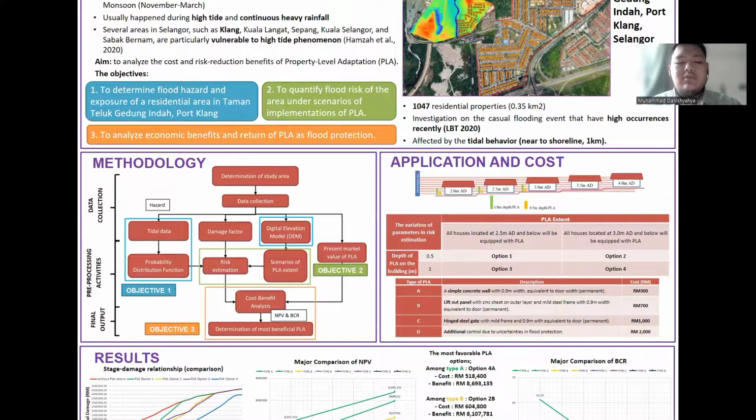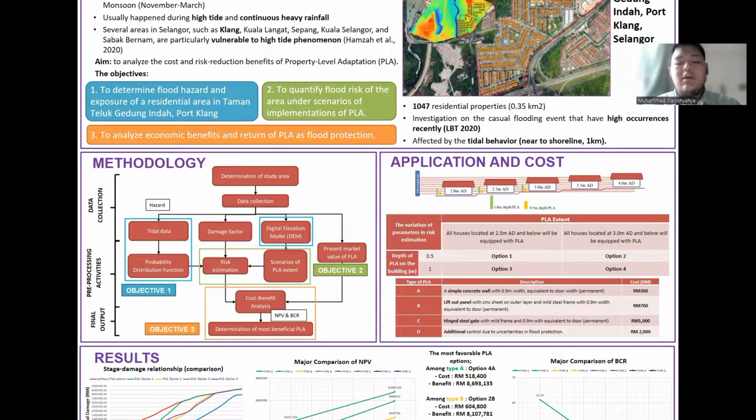The tidal data that has been used is from the tide table provided by the National Hydrographic Centre, specifically at Port Klang Station. The damage factor is extracted from the flood damage assessment report by the Department of Irrigation and Drainage. Meanwhile, the DEM for the study location was obtained from JUPEM, the Department of Survey and Mapping Malaysia, which is IFSAR, with 12.5 meter resolution. The present market value of PLA consists of the cost of flood barrier per unit from a local flood gate manufacturer.